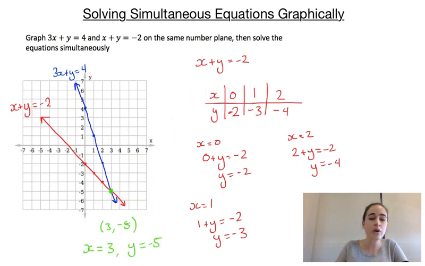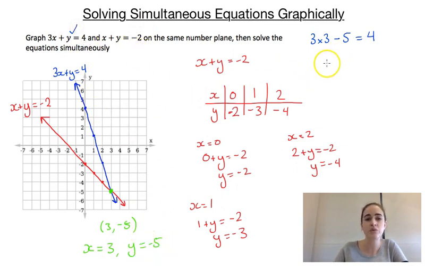After you've graphed it, it's always a good idea to come back to your equations at the start and make sure that those numbers do make sense in both equations. So for our first one, we'd have 3 times our x coordinate, which was 3, and then plus y, so minus 5 in this case. And we want that to come out to equal 4. So 3 times 3 is 9, and minus 5 is 4. So that equation is true for those two numbers.